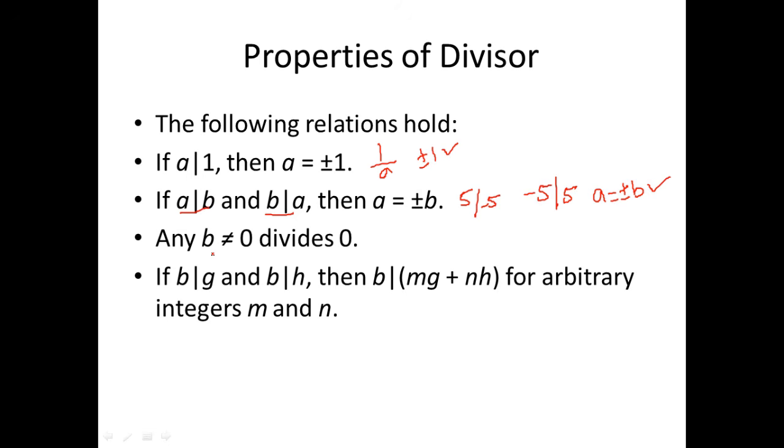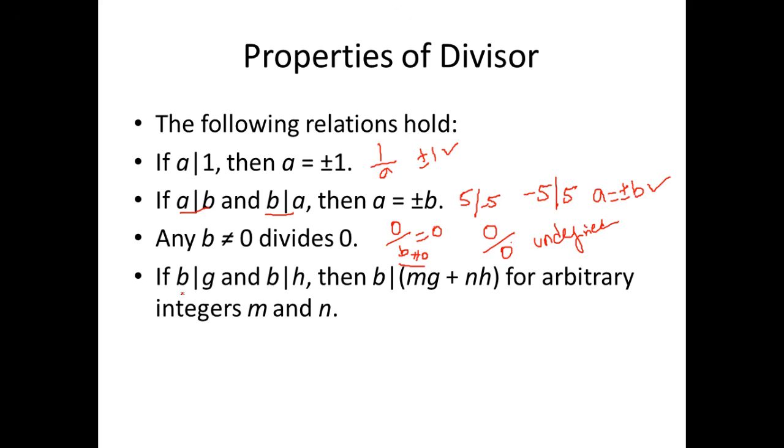And the next property is if B is a non-zero integer, then B divides 0. So it's simple. You have 0 by B is always equal to 0. For this, the important condition is B should not be equal to 0. That is because if you divide any number by 0, that is actually undefined. So that's why we come with this condition. B should be non-zero to divide 0.